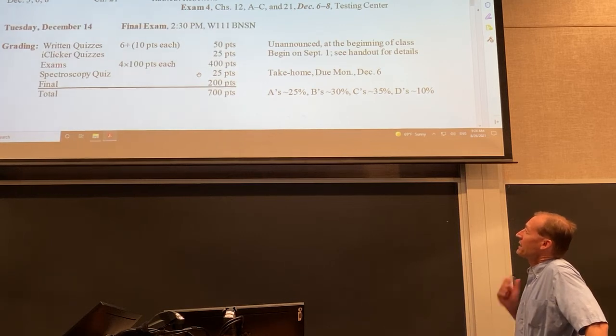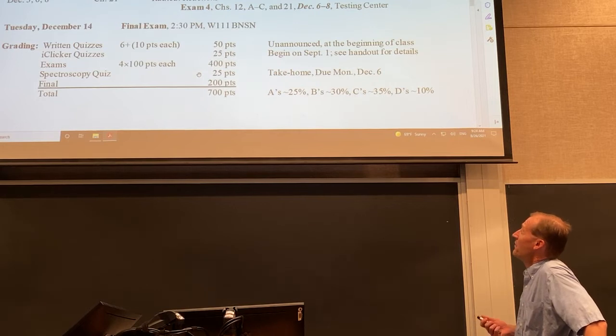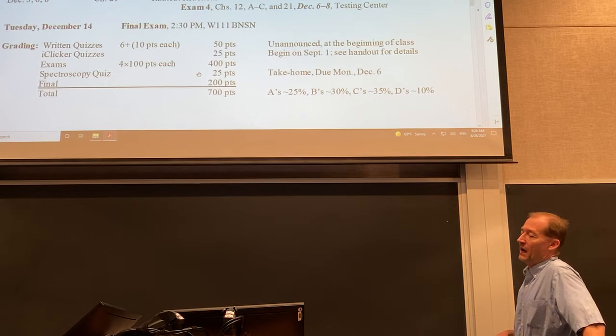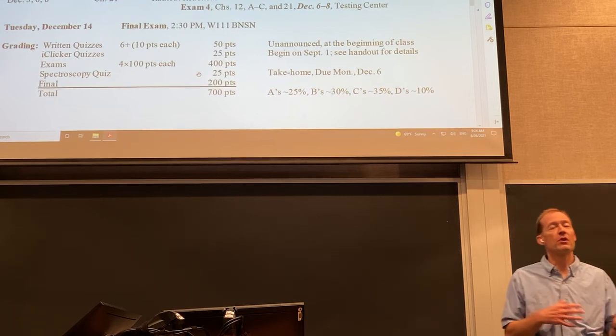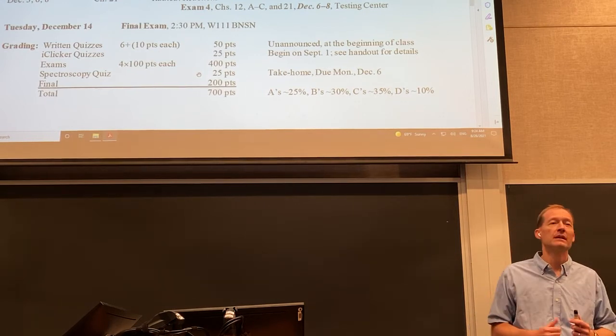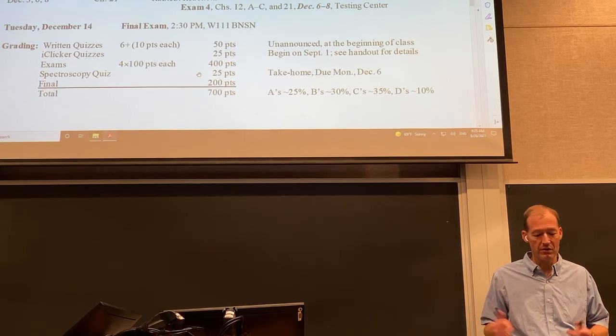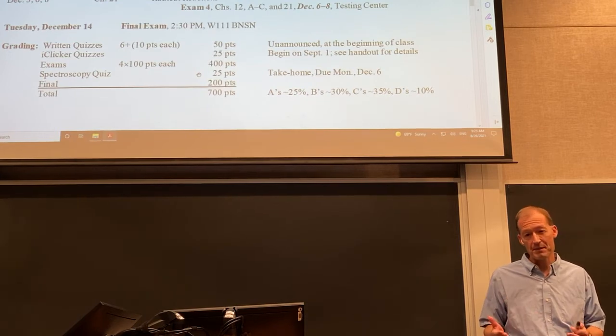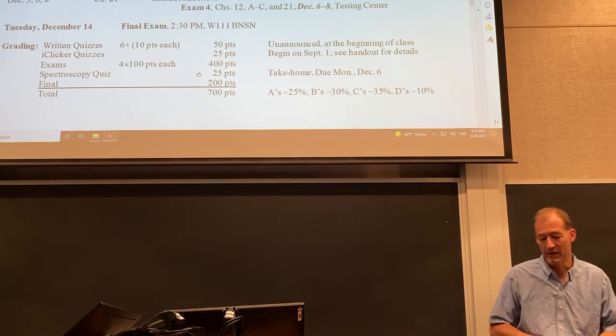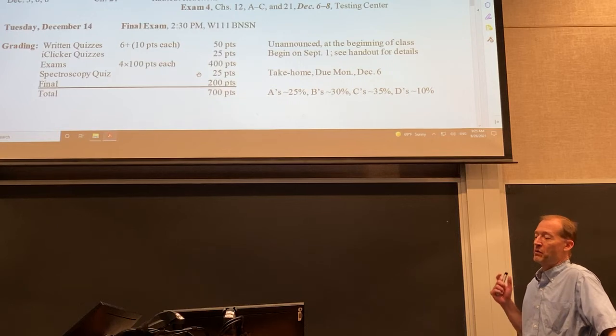We will also have iClicker quizzes. We won't have any on Monday, but those could begin as early as Wednesday. The iClicker quizzes will occur at various points during the lecture. Some days are well suited to iClicker quizzes, whereas others are less so. So we won't have iClicker quizzes every single class period. Some class periods we might have more than one iClicker quiz. And we're using the app.